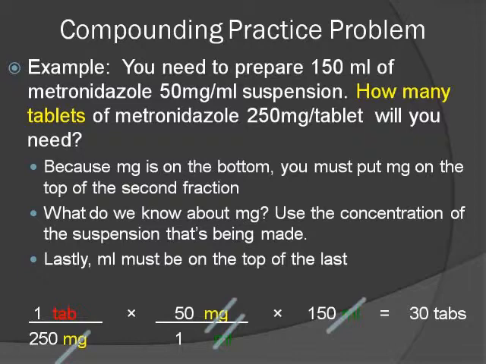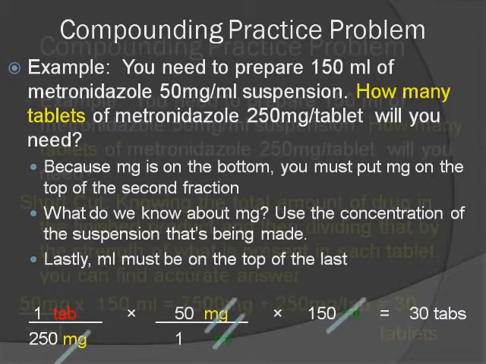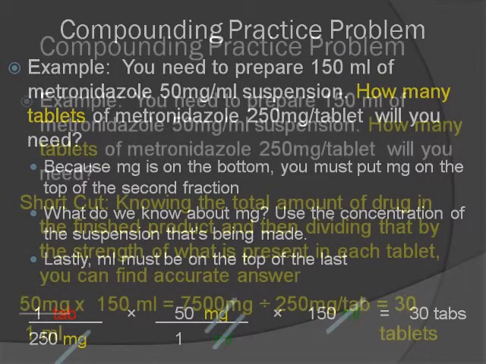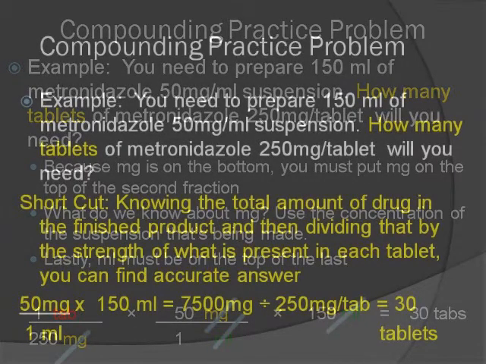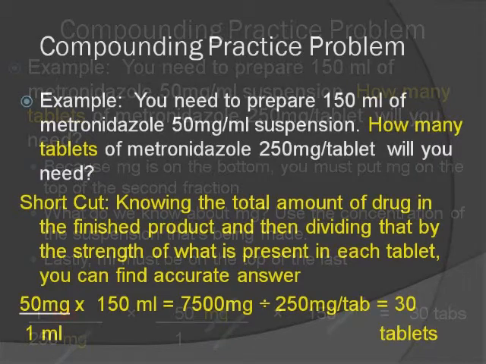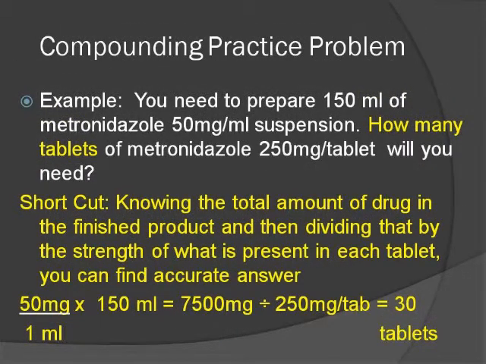Before we go into a video illustration of a compounding practice problem, I would like to just show you a shortcut for these types of problems, an alternate route that you might take to solve these problems, and that is finding out the total drug present. So I'll use the same example of the metronidazole. We have to prepare 150 mLs of metronidazole, 50 milligrams per ml suspension. Again, how many tablets of metronidazole 250 milligram tablets will we need?